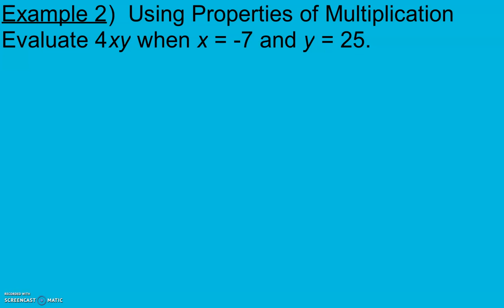So I know what x equals. X is negative 7. So everywhere I see an x, I'm going to plug in a negative 7. And I know what y equals. Y equals 25. So everywhere I see a y, I'm going to plug that in. So I still have a 4. My operation here, when there isn't one shown, is multiplication. So I see an x, which we said was negative 7. And then I see a y, which we said was 25.